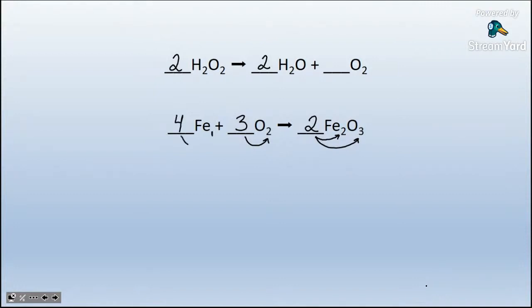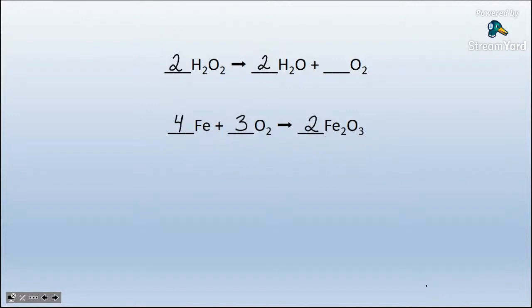So now I've got 4 times 1 for 4 irons on my reactant side, 2 times 2 for 4 irons on my product side, 3 times 2 for 6 oxygens on my reactant side, and 2 times 3 for 6 oxygens on my product side. And we'd be balanced as 4, 3, 2.